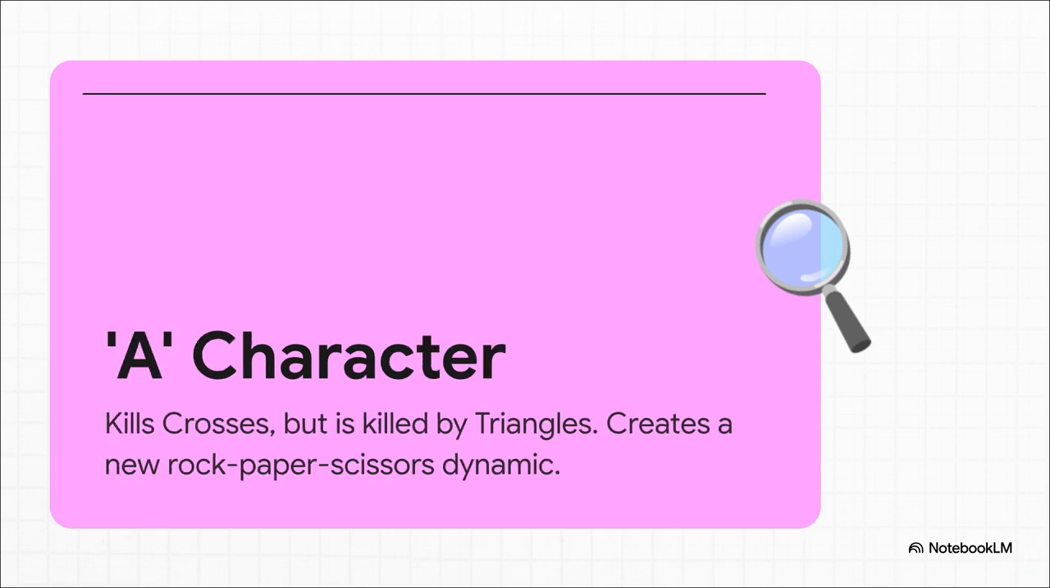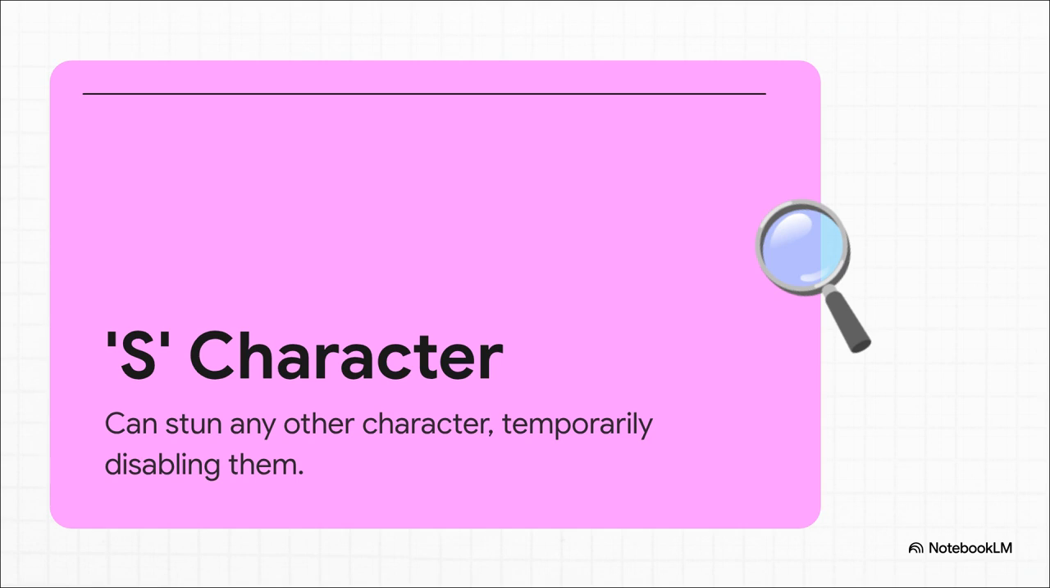Okay, so to keep the crosses from being totally overpowered, the A character was brought in. A kills crosses, but it gets killed by triangles. And just like that, you've got this perfect little rock, paper, scissors loop going. The strategy just got way, way deeper. But the evolution didn't stop there, oh no. Soon, they added the S character. This one couldn't actually kill anything, but it could stun other pieces.